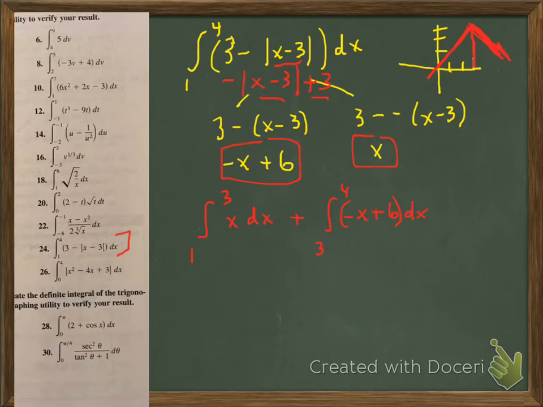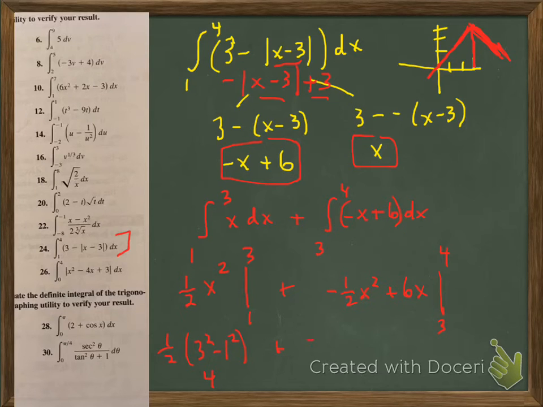Okay, so integral of x is x squared divided by 2. We're going from 3 to 1. The integral of negative x plus 6 is negative 1/2 x squared plus 6x from 4 to 3. So over here we have 1/2 (3 squared minus 1 squared). 9 minus 1 is 8. Half of 8 is 4.